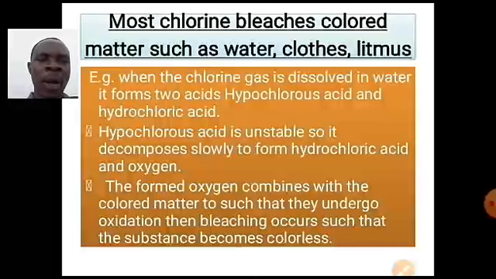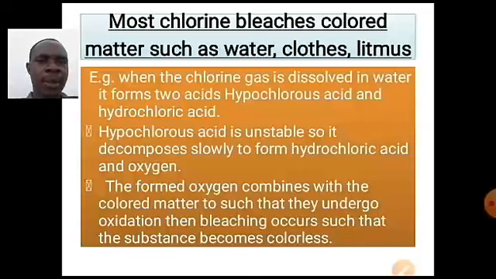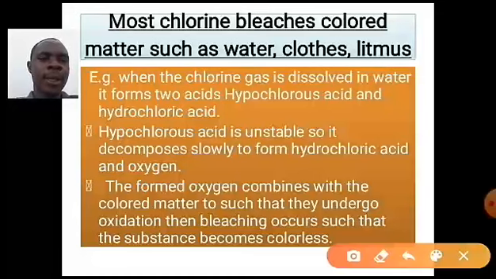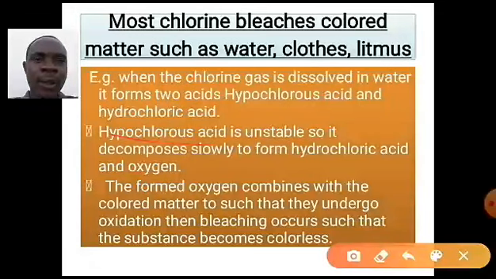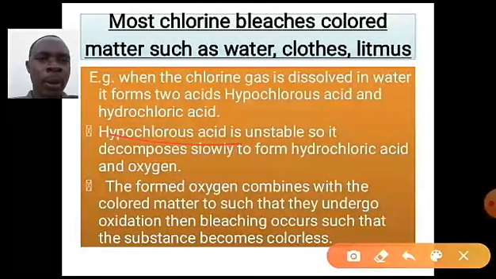Let's see why chlorine bleaches colored matter, such as in water, clothes, and litmus. Let's see the bleaching property of chlorine. When chlorine gas is dissolved in water, it forms two acids: hydrochloric acid and hypochlorous acid. Hypochlorous acid is unstable, so it decomposes slowly to form hydrochloric acid and oxygen.